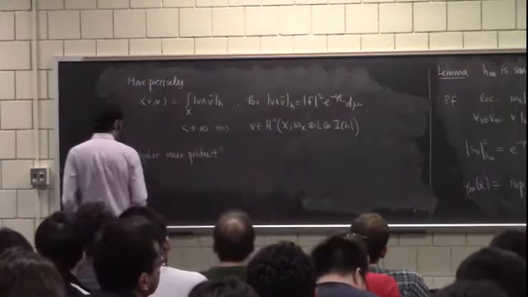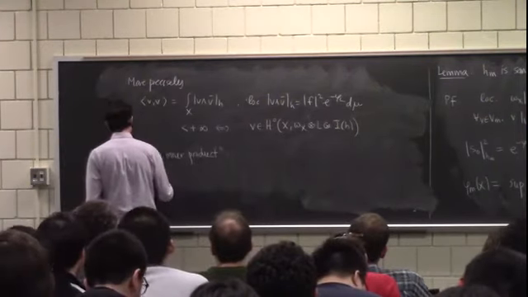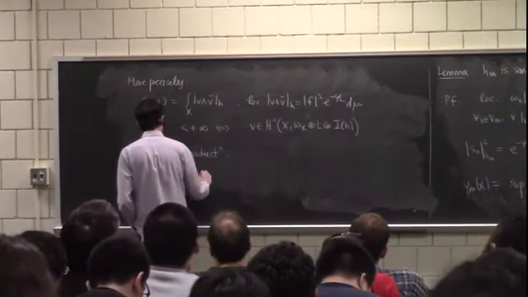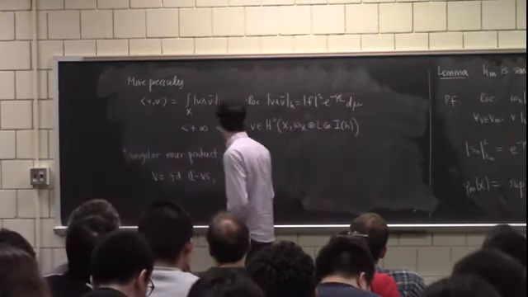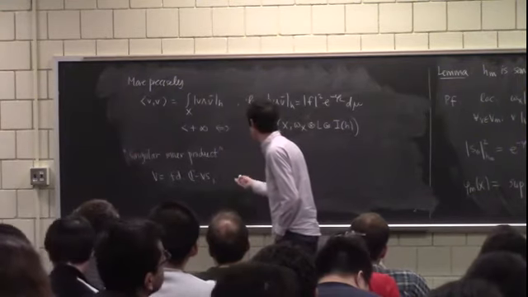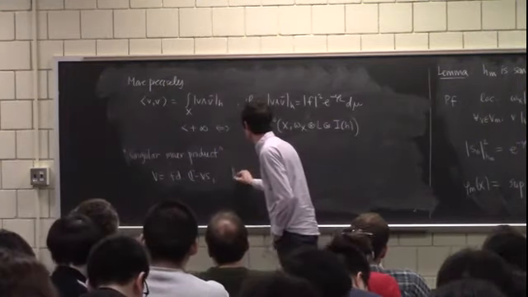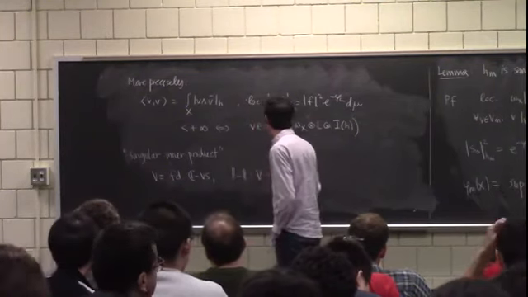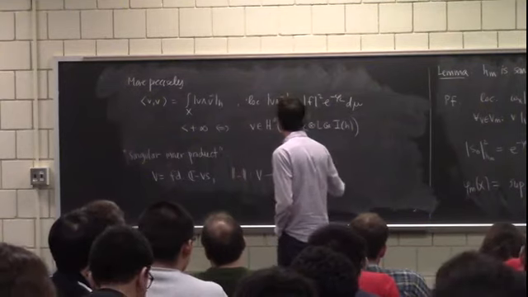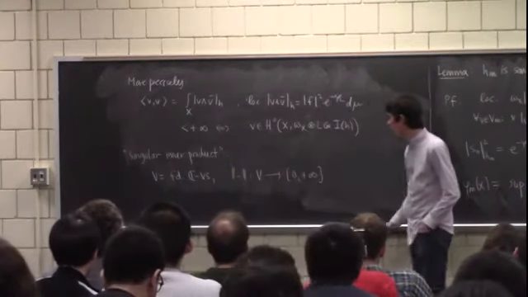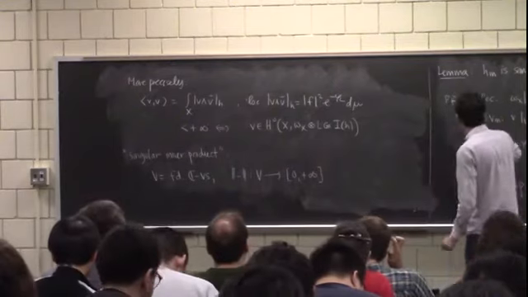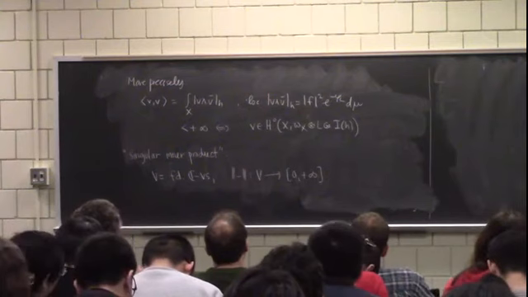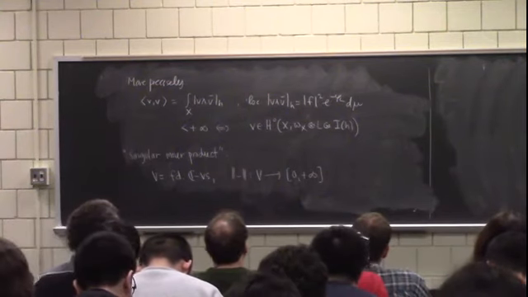Maybe I should tell you the definition. If V is a finite dimensional vector space, then a singular inner product is a function from the vector space to [0, +infinity) that satisfies the usual axioms for an inner product, but allowing infinity as a value.